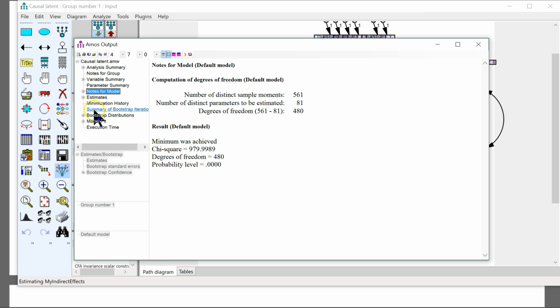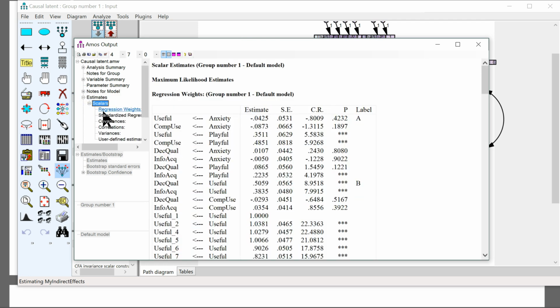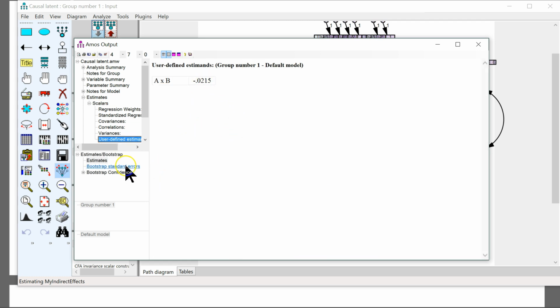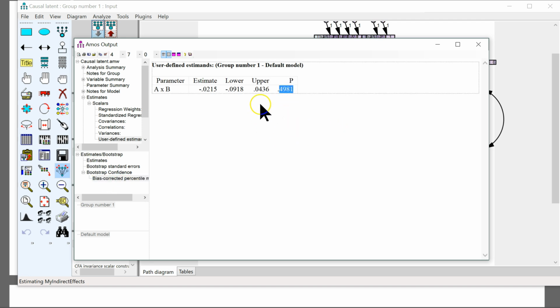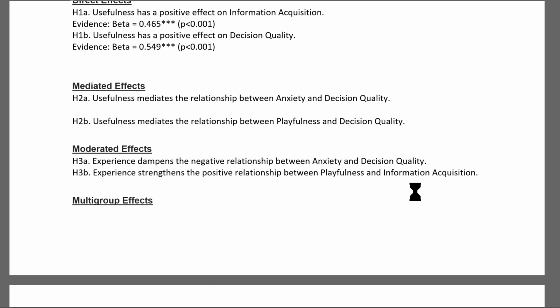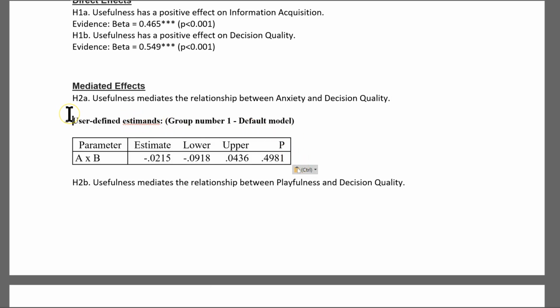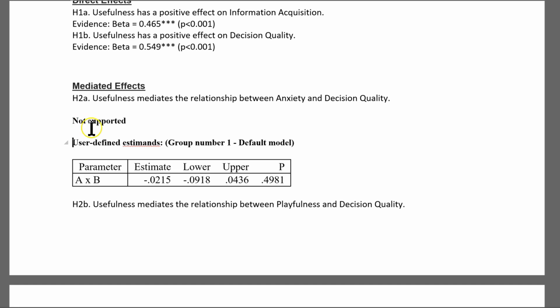Here we go, and if we go look at estimates, scalars, user-defined estimand, here is, well, let me go down here. This is the estimate. If we look at the confidence, we can look at that as well. So it's negative 0.0215, and is the p-value significant? No, and here are the confidence intervals for that. Zero definitely exists between these two, and so, this is our evidence. In fact, I'll just copy this whole table, copy and paste it over here. And the answer is no, not supported. You wouldn't just copy and paste this, but I am for now, for brevity's sake. Not supported. And here's the evidence. Non-significant p-value for the indirect effect.